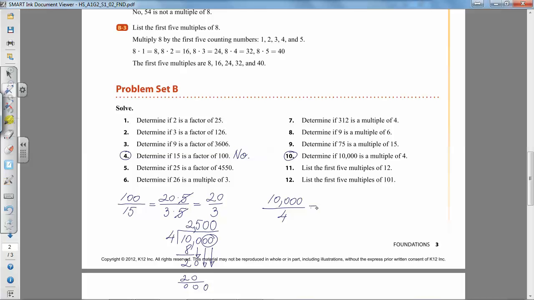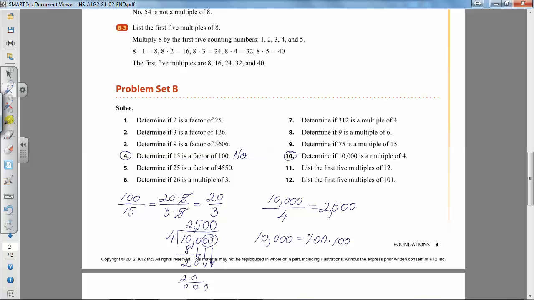So 10,000 divided by 4 is 2,500, right? Well, that's one way. Another way is to think about ways in which you can break that 10,000 into factors. And 10,000 is nothing else but 100 multiplied by 100.